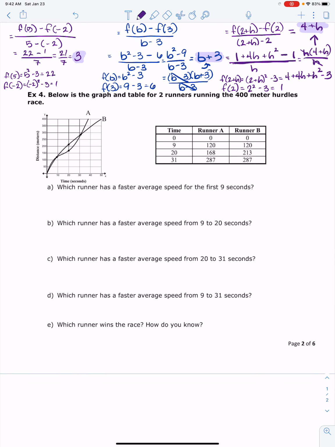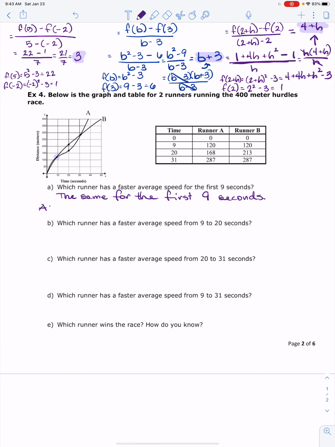A asks which runner has a faster average speed for the first 9 seconds. And so I'm going to take a look at the graph. And here is my 9 seconds. Notice that they start at the same spot. At 9 seconds, they're at the same spot, which we can also take a look at the table to figure out. So it's the same for the first 9 seconds.